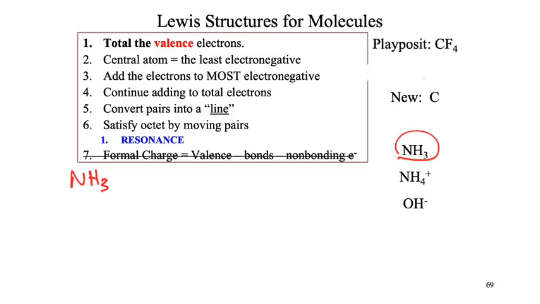We start with our first rule, total valence electrons. So how many valence electrons does nitrogen have?